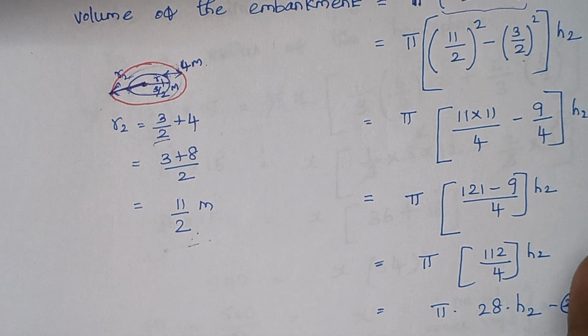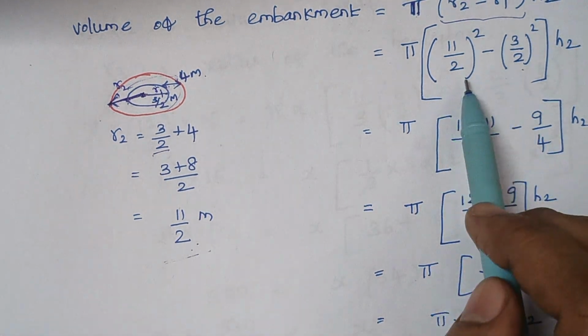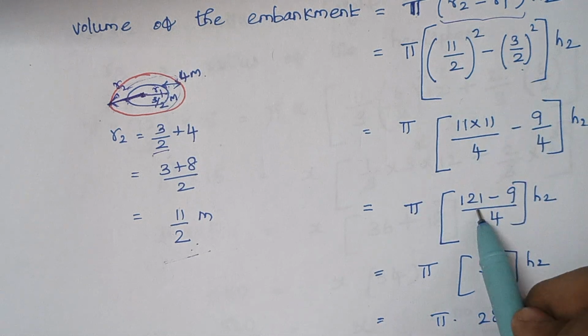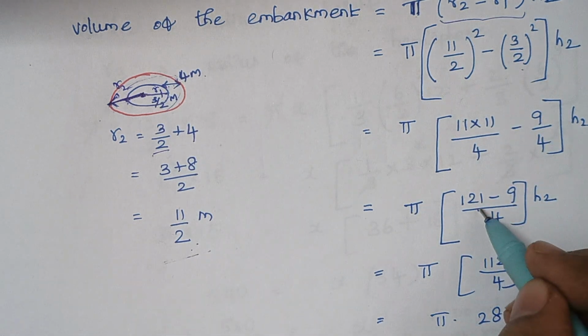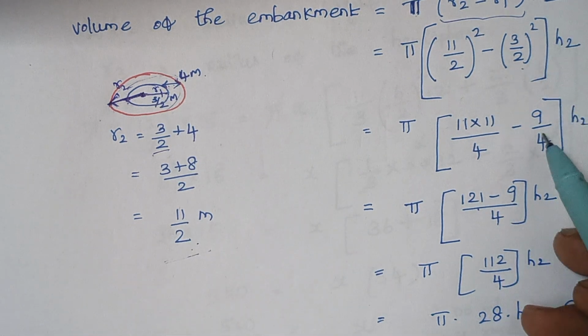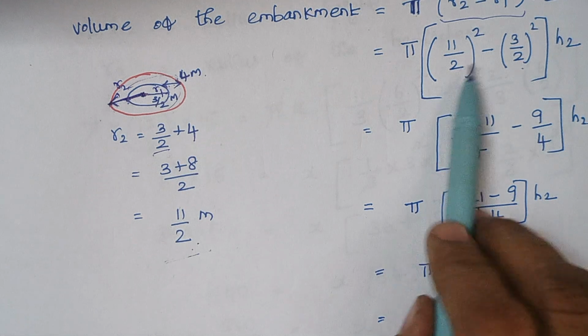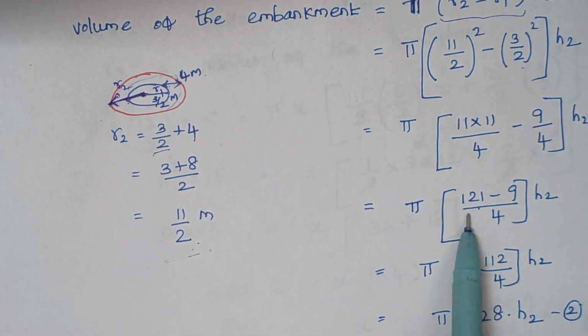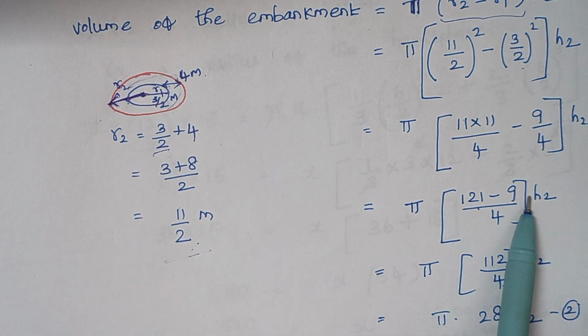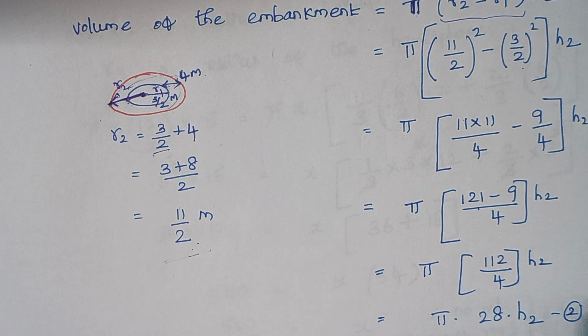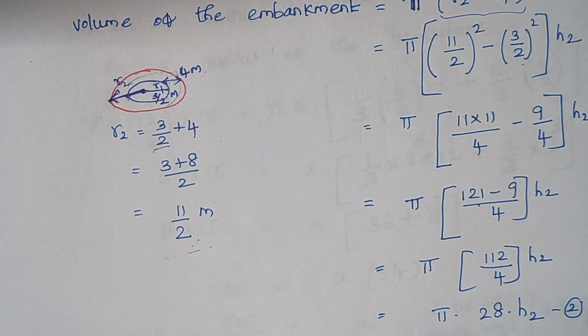The calculations are simple. 11 square is 121. If you know it directly, you can write it as 121, and 3 square is 9 and 2 square is 4. Since the denominator is common, I can write it as 121 minus 9 which gives 112. When you solve, finally the answer is pi 28h2. So name this as equation number 2.